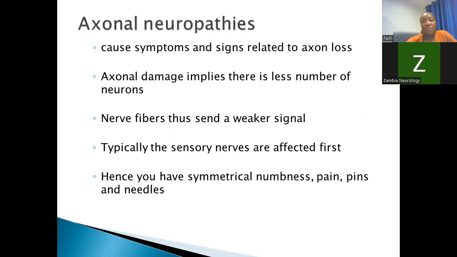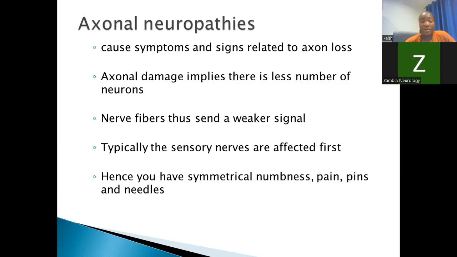The other classification we discussed earlier was that it could be classified based on the pathophysiologic process, or the disease process, that is causing the peripheral neuropathy. The broad classification for this is whether it could be an axonal neuropathy or a demyelinating neuropathy. So in an axonal neuropathy, the symptoms and signs are related to axon loss.